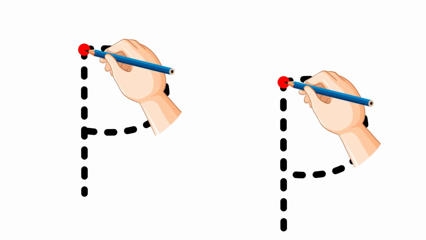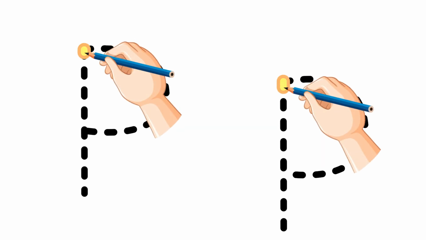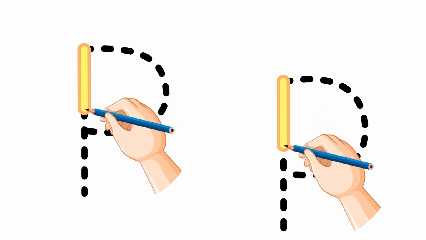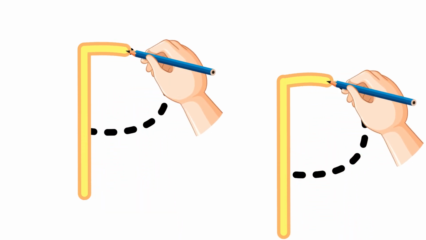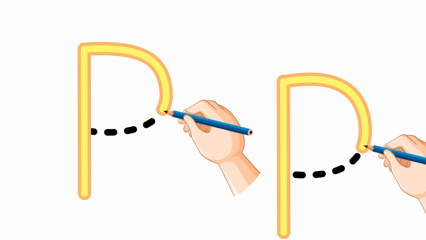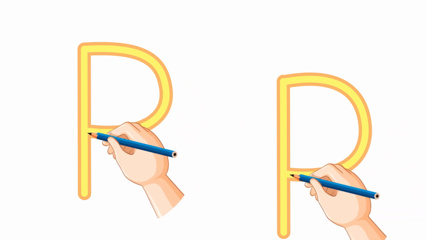Let's learn to write letter P. It's very easy. Can you see the red dot? Place your pencil on the red dot and move it on the other dots. It is very easy. Now, practice writing the capital and small letter.